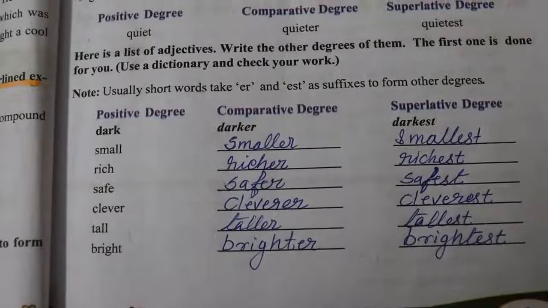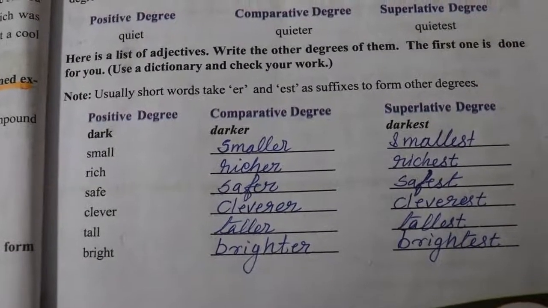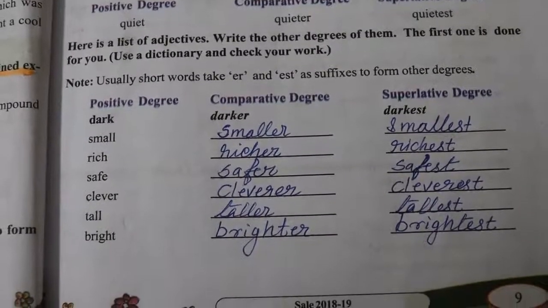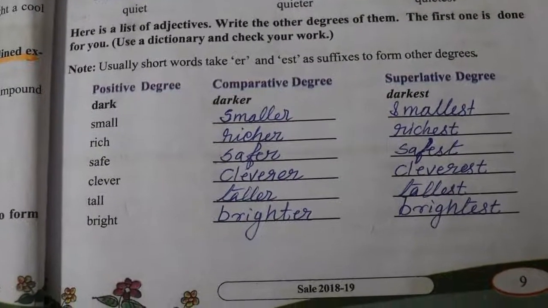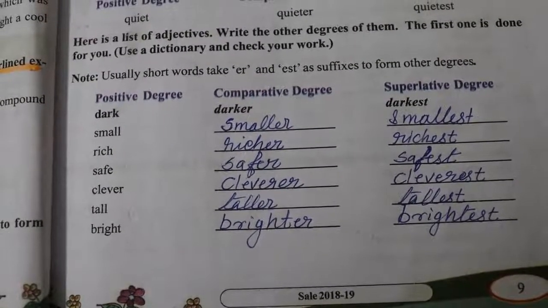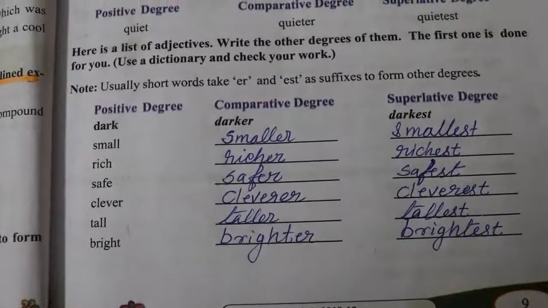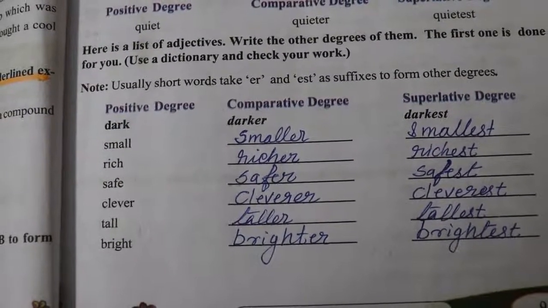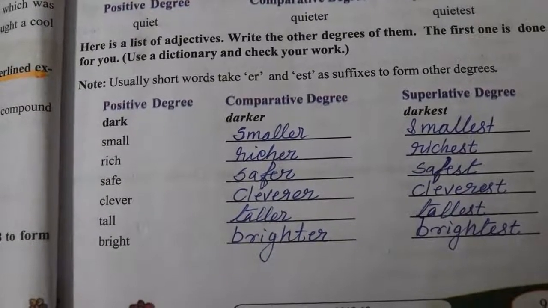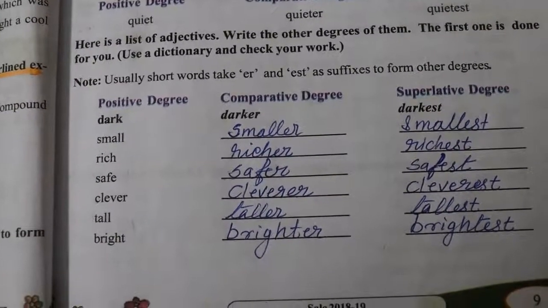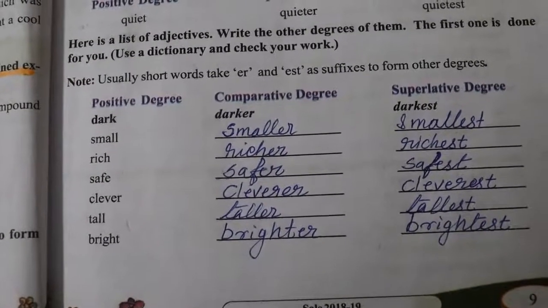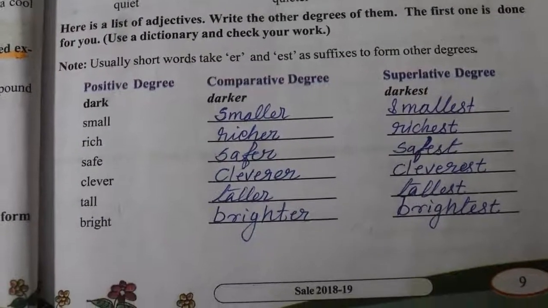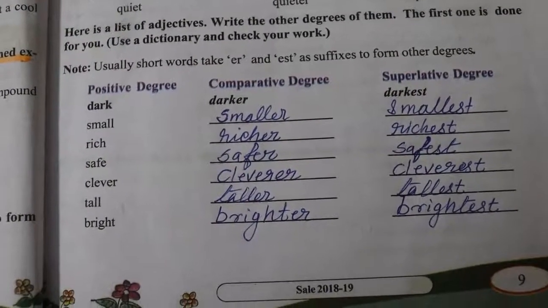Here is a list of adjectives. Write the other degrees of them. The first one is done for you. There is something for us to note. Usually short words take ER and EST as suffixes to form other degrees. So it is very simple. By doing the exercise, you will learn it better.